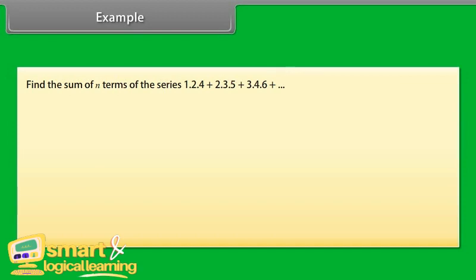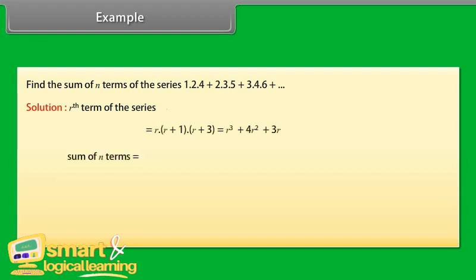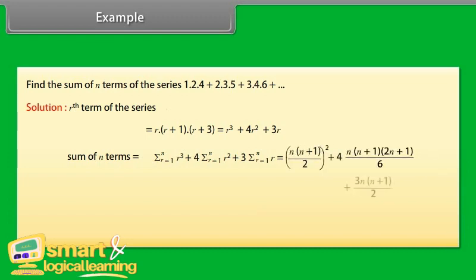Example. Find the sum of n terms of the series. Solution. rth term of the series is equal to... Sum of n terms is equal to summation from r equals 1 to n of r cube plus 4 times summation from r equals 1 to n of r square plus 3 times summation from r equals 1 to n of r, which is equal to... On solving, we get n into n plus 1 by 12 multiplied by 3n square plus 19n plus 26.